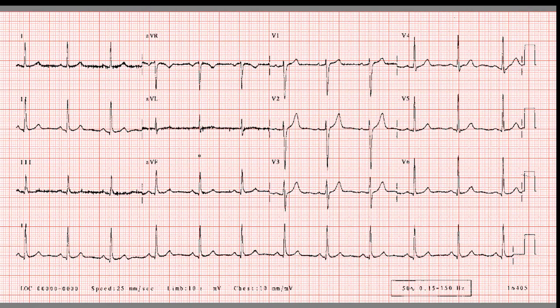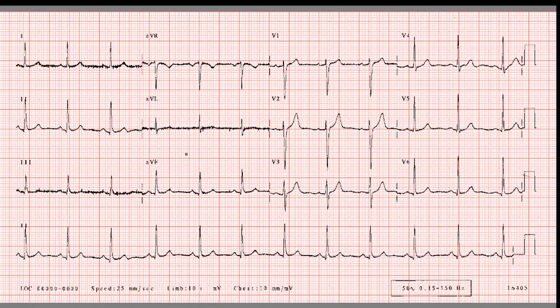Hi, this is Dr. Mohammad Faizan Fazel, and today we will learn how to determine whether a rhythm is normal sinus rhythm. We already know that the SA node acts as the natural pacemaker of the heart. It generates electrical impulses which depolarize different chambers of the heart and contract them.